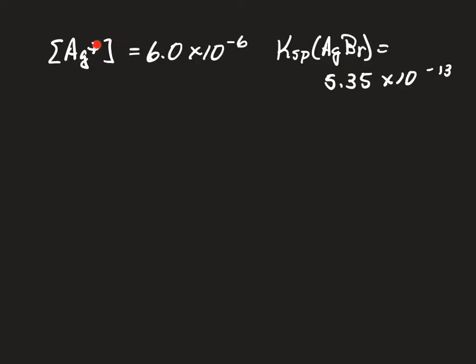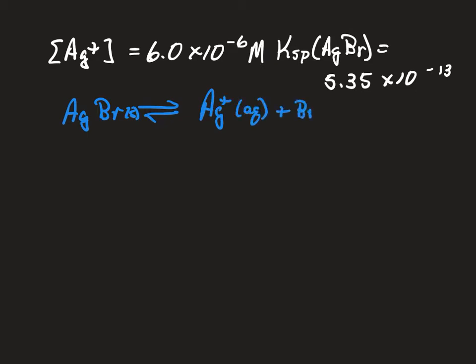Okay, now if we consider our silver ions, we said our concentration of silver ions is low, 6 times 10 to the minus 6 molar. We were given the KSP for silver bromide, but we could have looked that up: 5.35 times 10 to the minus 13. If we look at our dissociation, silver bromide solid will dissociate to form silver ions plus bromide ions.